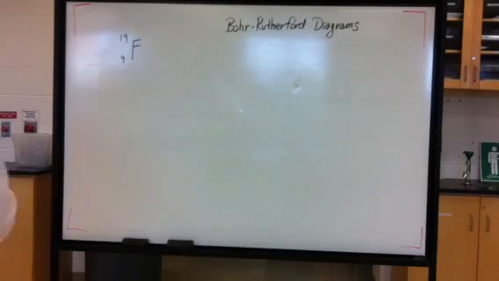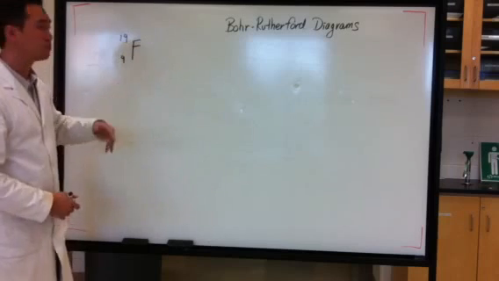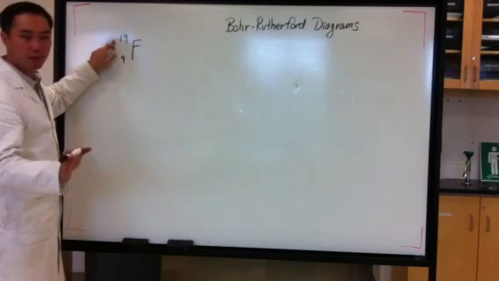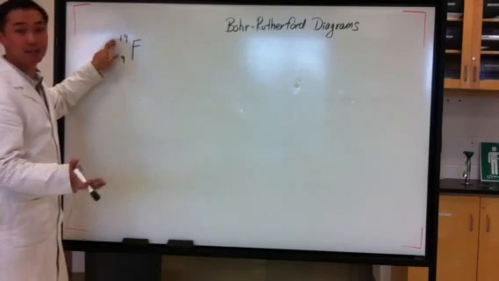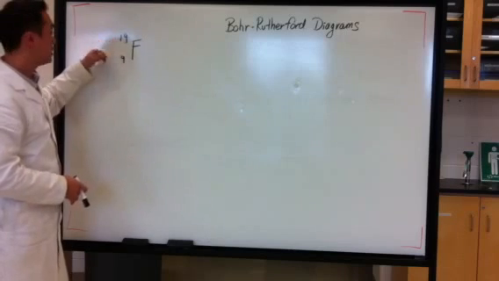This is the tutorial for drawing Bohr-Rutherford diagrams. So let's start off with fluorine. Fluorine has a mass number of 19. However, on your periodic table, depending on the periodic table, it may say 18.99 or 19.0. That's fine. We round to the nearest whole number for this one.